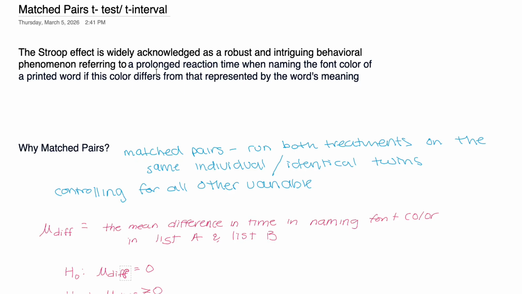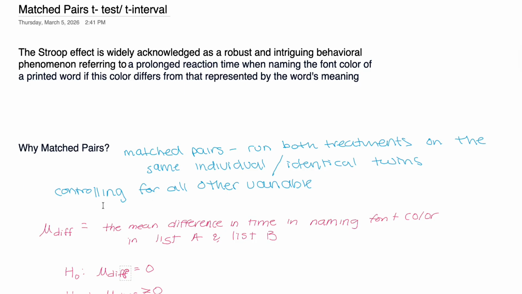So going back to what we're going to talk about: why matched pairs? When I was doing that experiment, I grouped each classmate into pairs. What's the purpose of doing that? First we have to identify the meaning of matched pairs. It runs both treatments on the same individual or identical twins, and we introduced the identical twins concept in previous videos. Basically, we want to reduce as many variables as we can in order to get a fully prepared experiment result, so we are controlling for all other variables.